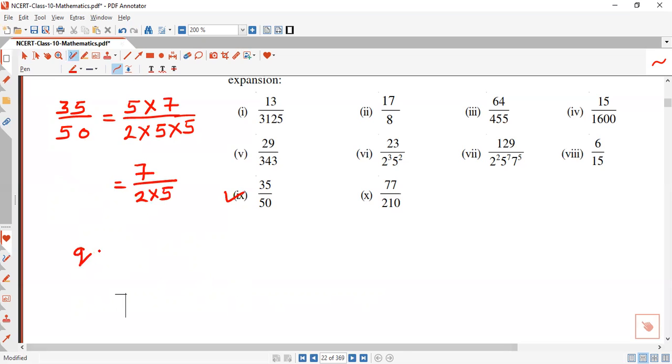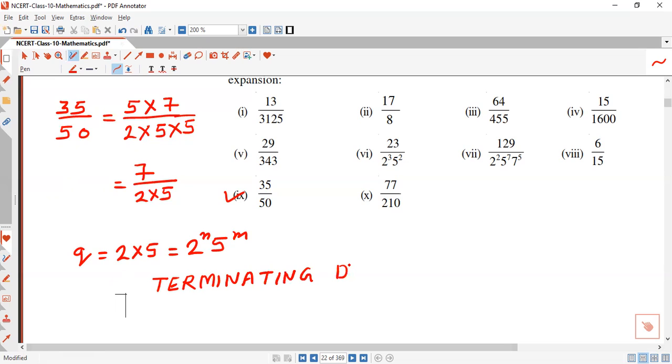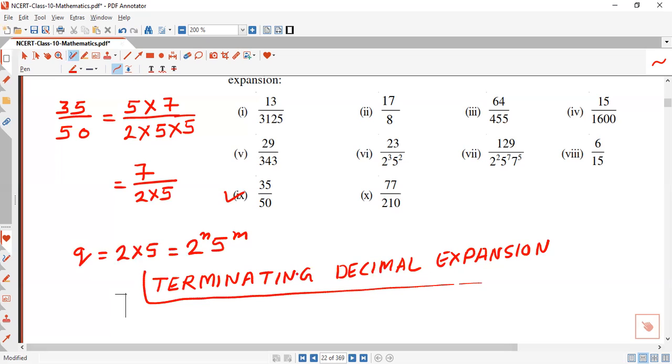Now, what is the q here? Q here is 2 into 5. And this is of the form 2 raised to n, 5 raised to m. So that's why we say this number has a terminating decimal expansion. So this is the answer of this question.